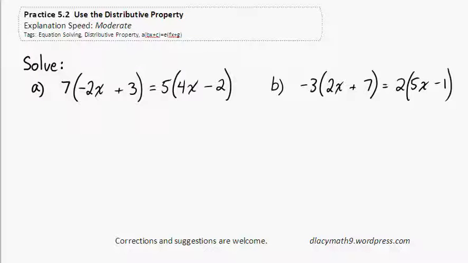Practice 5.2. Use the distributive property in which the explanation speed is moderate. Please pause the video and try to solve these equations, and then come on back.